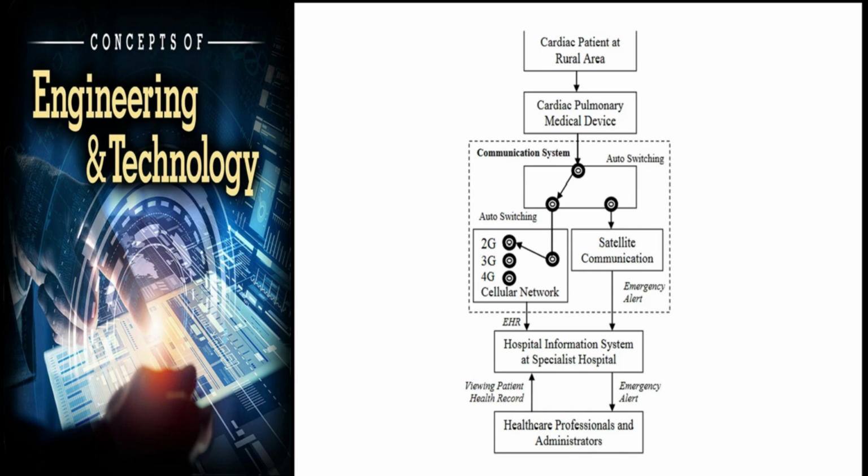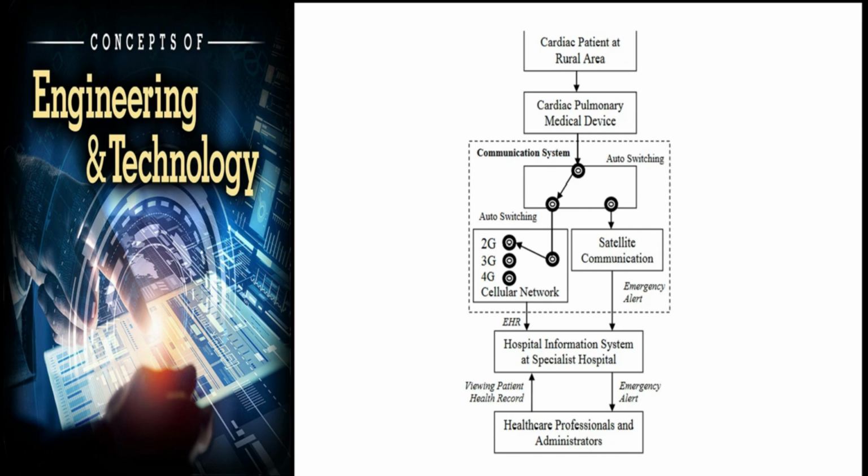The cardiac pulmonary medical devices will be establishing the communication systems. When they want to establish the communications, we have auto switching. It will connect with the 2G, 3G, 4G network. For example, on our mobile network, when you are on 4G and sometimes only 2G is available, it will change to 2G. So auto switching will happen. Sometimes you freeze it to only 4G, but if you enable auto switching, it can be taken.